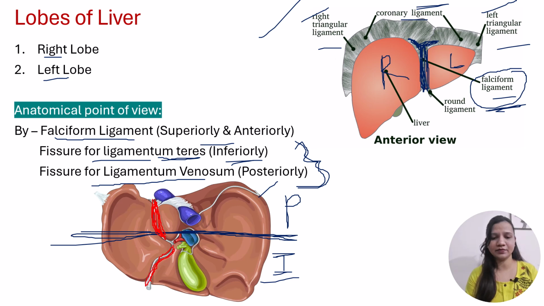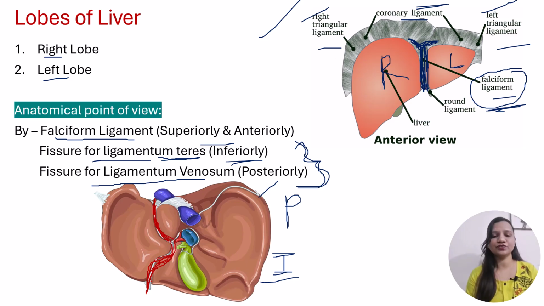This ligament is the ligamentum teres, and the fissure present here, which means the depression on the liver to attach this ligamentum teres, is the fissure for ligamentum teres, which is present on the inferior surface. So, posteriorly and inferiorly, we have the fissure for ligamentum venosum on the posterior surface and the fissure for ligamentum teres on the inferior surface. Both these ligaments separate the right and the left lobe.